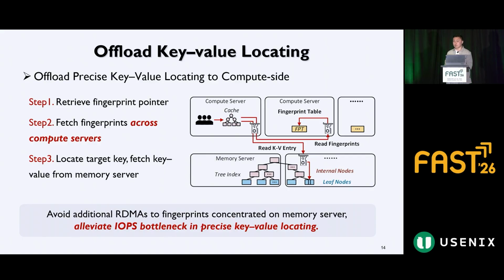When processing a key-value request, the system first retrieves the fingerprint pointer from the internal tree. Then it fetches the fingerprint table across compute servers. By matching against the fingerprints, it precisely locates the target key and finally retrieves the corresponding key-value entry from the memory server. By offloading precise key-value locating to the compute side, DMTree avoids fingerprint-related RDMA requests from being concentrated on the memory server, thereby alleviating the memory-side IOPS bottleneck.